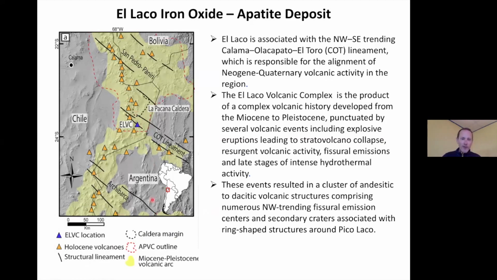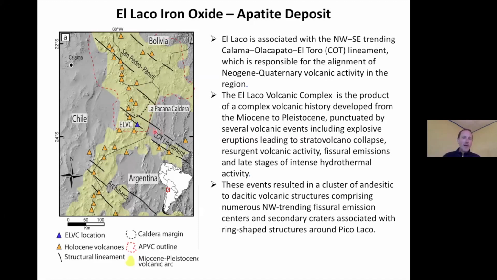So here I'll focus in on South America, and then the inset here in red is blown up, and you can see Chile, Bolivia, Argentina. So here's the border between those 3 countries. And the El Laco volcanic complex is shown here in the blue triangle. It's associated with the northwest-southeast trending Calama-Olacapato-El Toro lineament, which is responsible for the alignment of Neogene Quaternary volcanic activity in the region. The El Laco volcanic complex itself is the product of a complex volcanic history developed from the Miocene to the Pliocene. And El Laco, the ore deposits that I'll talk about today, are Plio-Pleistocene.